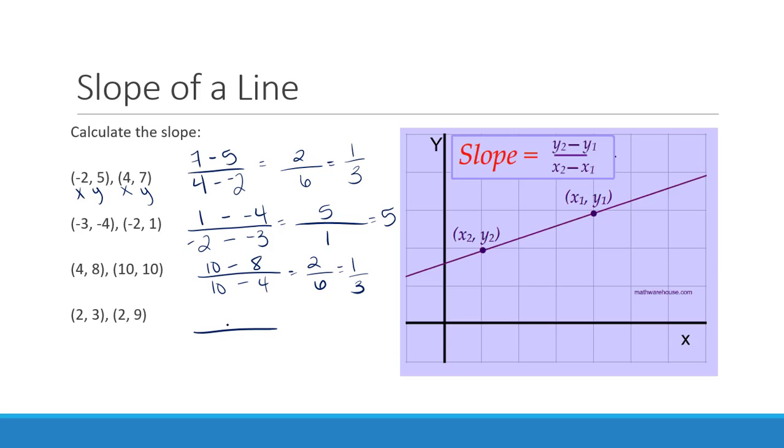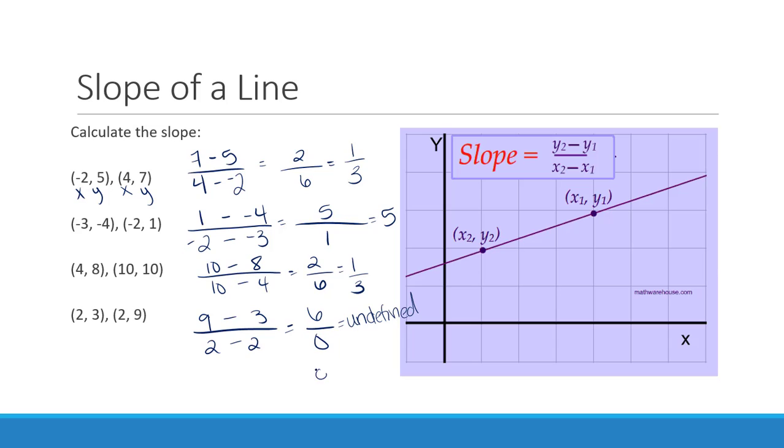And the last one, we're going to do 9 minus 3, and then 2 minus 2. 9 minus 3 is going to give you 6. 2 minus 2 is going to give you 0. Now, when you put in 6 divided by 0 in your calculator, you get an error because you cannot divide by 0. So if this happens, this is a case of that undefined slope.